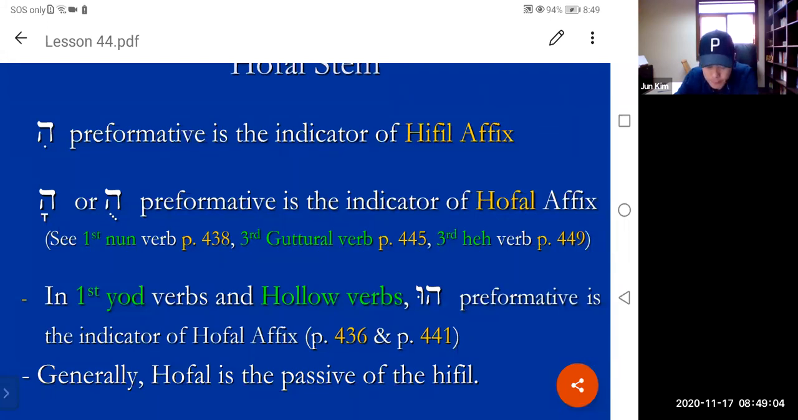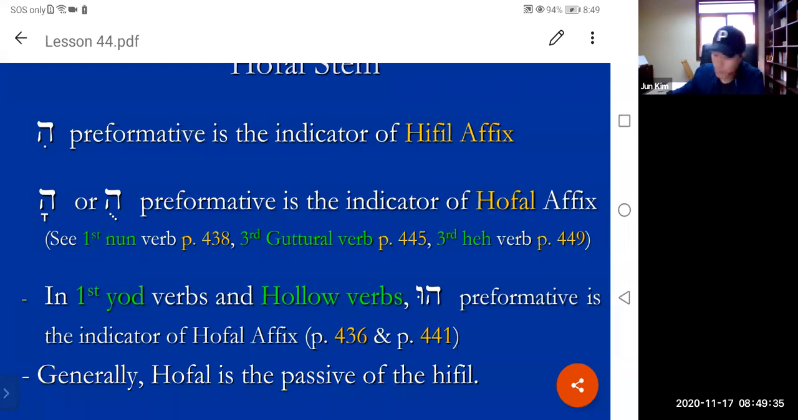Okay, but what if we have first noon or third guttural or third he? Are we still going to have Ho and Hu? Yeah, it doesn't affect the preformative He together with the vowel point. But you are going to have other indicators. In case of first noon verbs, the first noon will be assimilated. Okay, the idea is still there.